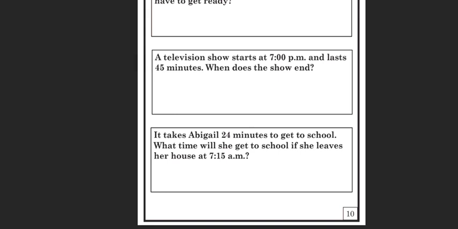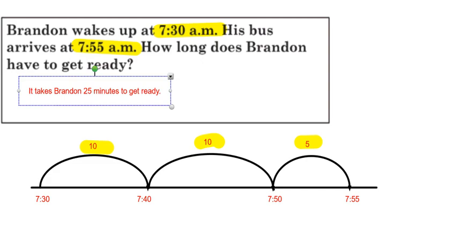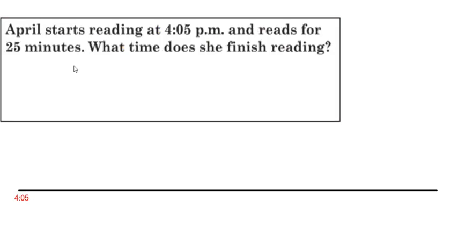All right, let's look at page 11 and what it is that you guys are going to be doing on that page. I'm going to work on the first exercise on page 11, which is this one. April starts reading at 4:05 p.m. She reads for 25 minutes. What time does she finish reading? So she started at 4:05. She read for 25 minutes. What time does she what? Finish. That's the key word because now we know that we are going to look for the ending time. Okay, so 4:05 and we're going to hop 25 minutes.